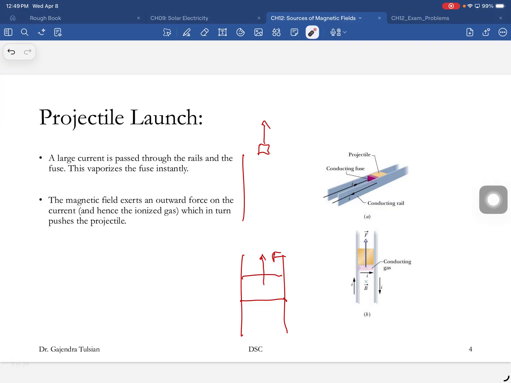Okay, so it's called a rail gun. Electromagnetic rail gun. So these are metal rails. This is a fuse, and there's the projectile. Okay, so when you want to launch it, all you do is you flip a switch and pass a very large current through this thing. When you pass the current, this instantly vaporizes.